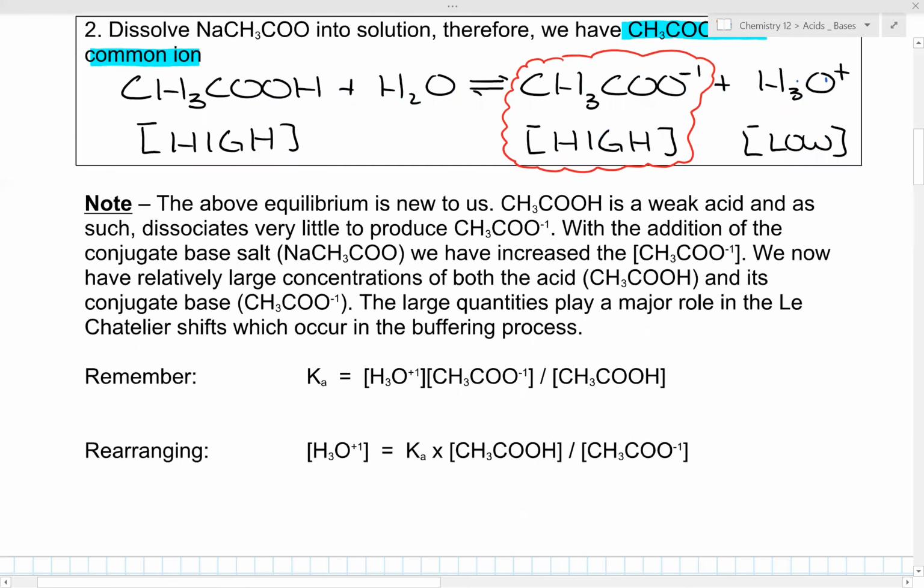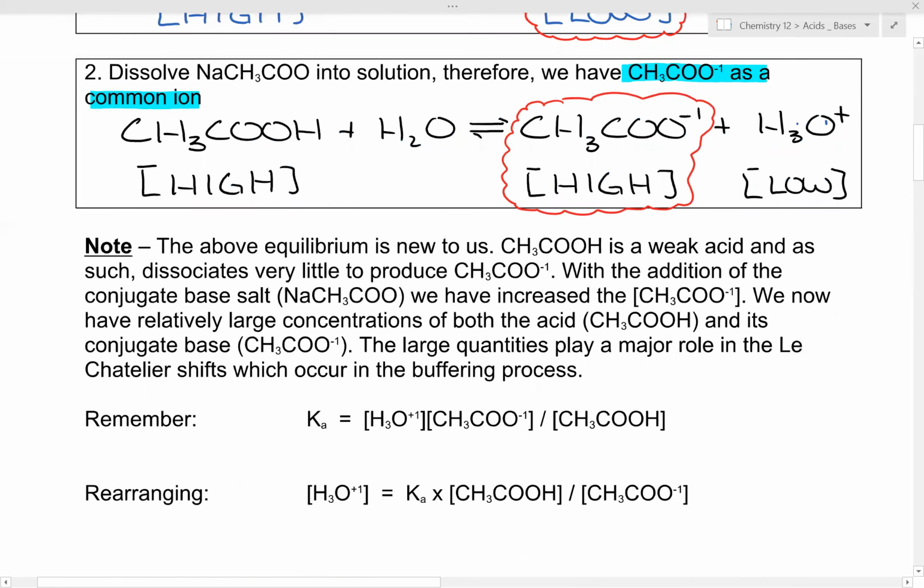Now, if you take a look at this, the above equilibrium is new to us. CH3COOH is a weak acid, and as such dissociates very little to produce CH3COO minus. With the addition of the conjugate base salt, you have increased the concentration of acetate ions. We now have relatively large concentrations of both the acid and its conjugate base. And the large quantities play a major role in the Le Chatelier shifts, which occur in the buffering process.